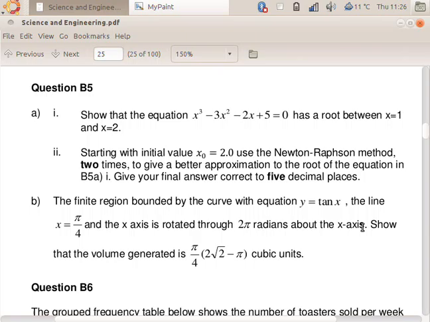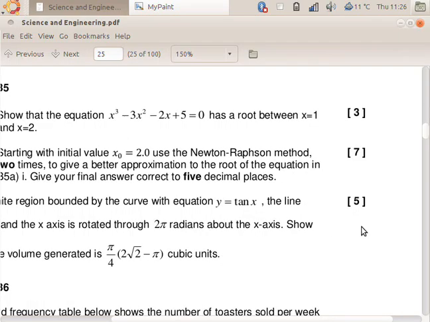Oh yeah, you get a mark for it, it goes 3 marks. 1 mark for correctly getting the x is 1, 1 mark for the x is 2, and then 1 mark for saying because it changes sign, there's a root in between. So you could still get 2 out of 3 if one of your calculations is wrong. So 3 marks for that.